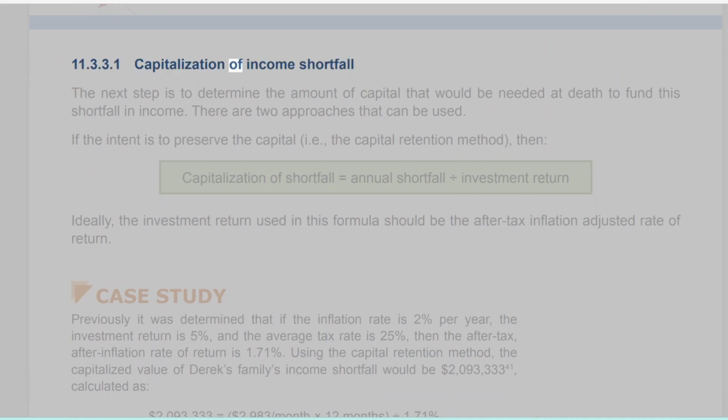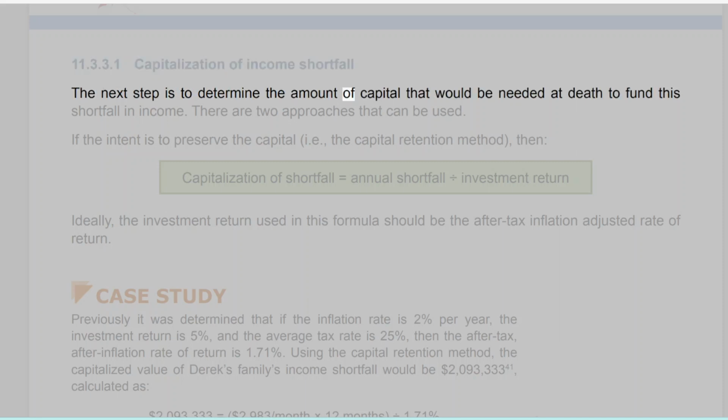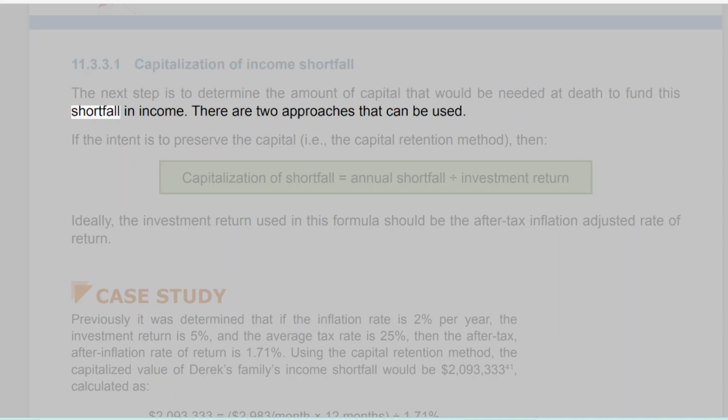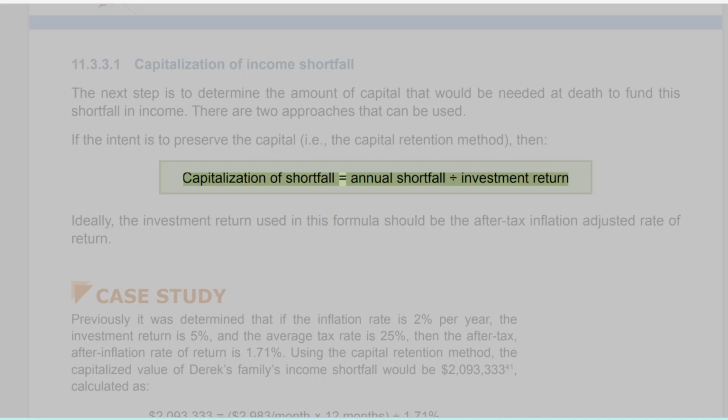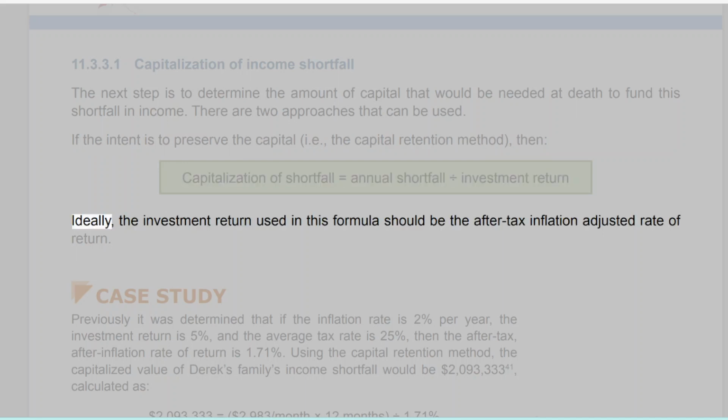1.3.3.1 Capitalization of income shortfall. The next step is to determine the amount of capital that would be needed at death to fund this shortfall in income. There are two approaches that can be used. If the intent is to preserve the capital, i.e., the capital retention method, then capitalization of shortfall equals annual shortfall divided by investment return. Ideally, the investment return used in this formula should be the after-tax inflation-adjusted rate of return.